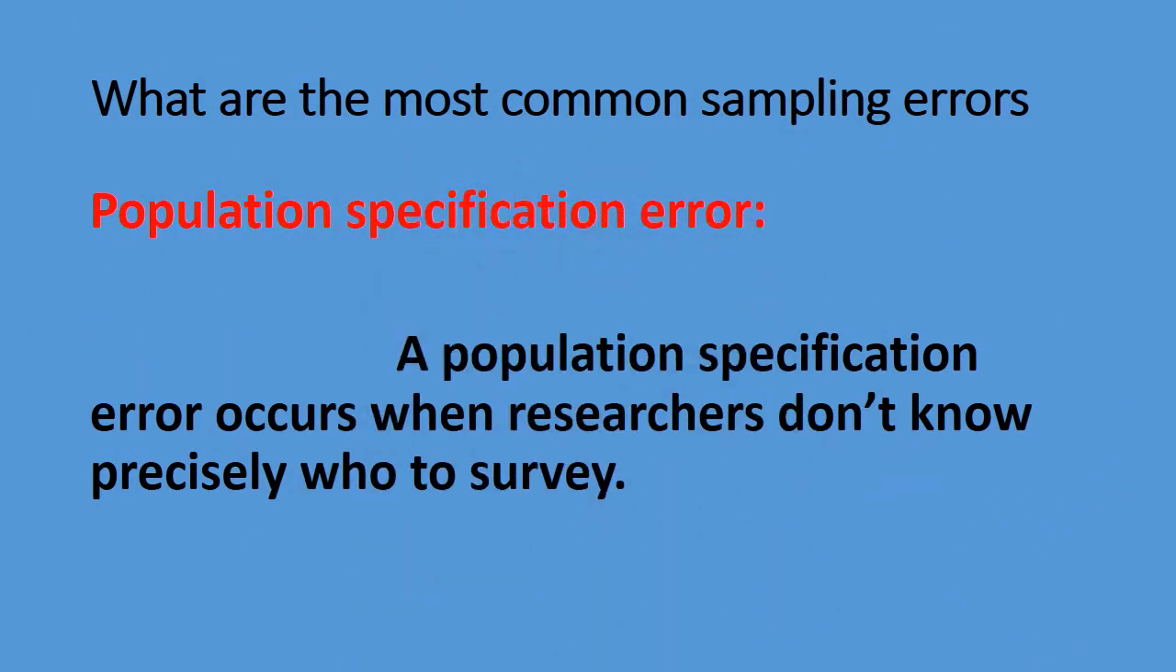The most common sampling errors: the first one is the population specification error. Here the error occurs when the researcher doesn't know precisely who to survey. Sometimes the researcher may not have adequate knowledge about the population, where to go and whom to survey. So that is the first one, population specification error, where the researcher is unaware of the specification of the population.